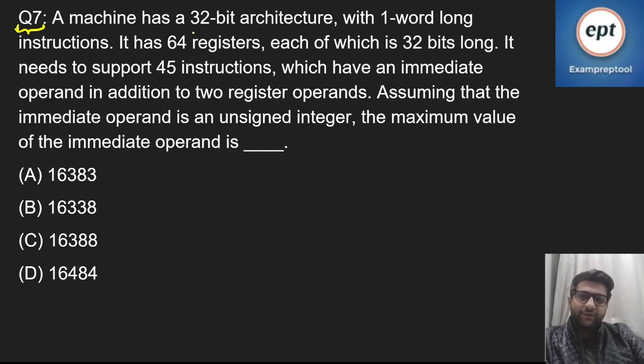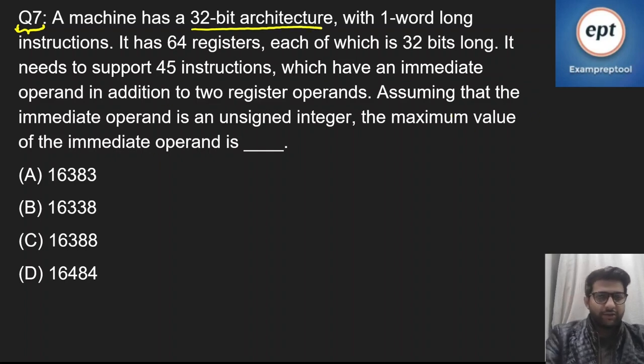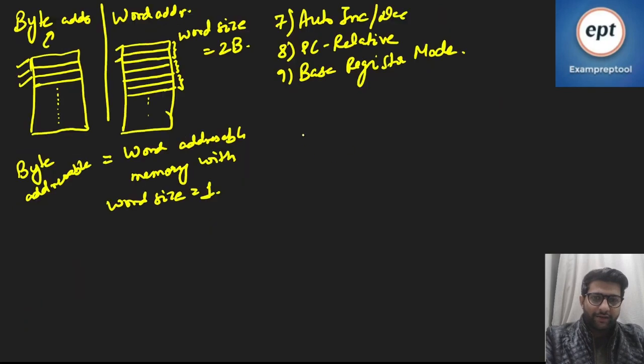So it is given that a machine has 32-bit architecture. Again, here is a new concept. I have chosen the questions in such a way that you learn something new from each and every question, right? So I want you to revise these concepts. These are small things but can help you in the GATE exam.